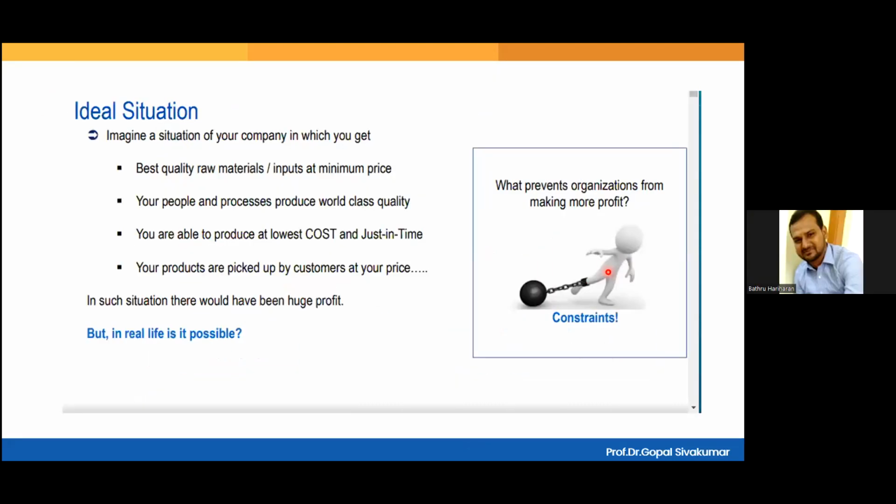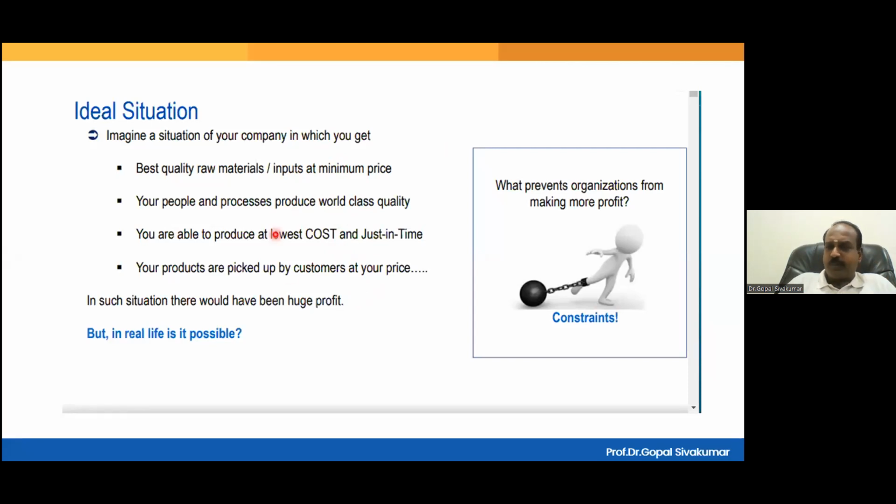Okay, thank you. So now here we are talking about the ideal scenario. Ideal scenario means you get the best raw material, you get the best people and best process, and you are able to produce everything at the lowest cost and just in time, and your products are readily picked up by the customers. If this is the scenario, then every organization will make huge profit. But I don't think all of you are experiencing this scenario, isn't it?